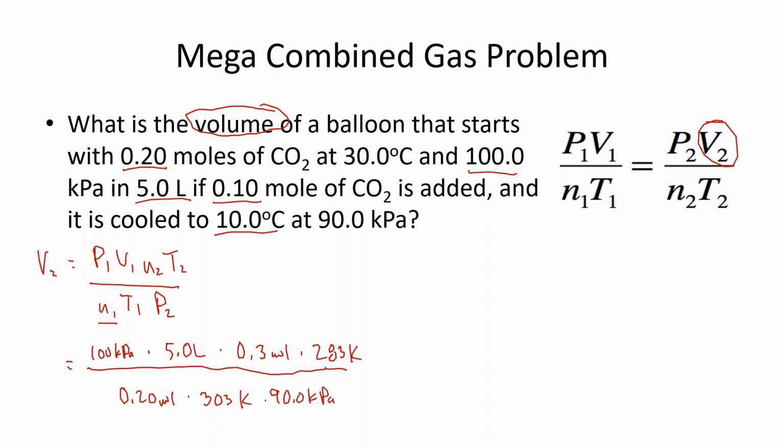Great, so we can have a look here, make sure everything cancels out. Kilopascals cancel out, great. Moles cancel out, great. Kelvin temperature cancels out, great. We should end up with liters. Alrighty, let's see what we get. Drum roll, please. And I end up with 7.8 liters of carbon dioxide in the balloon.